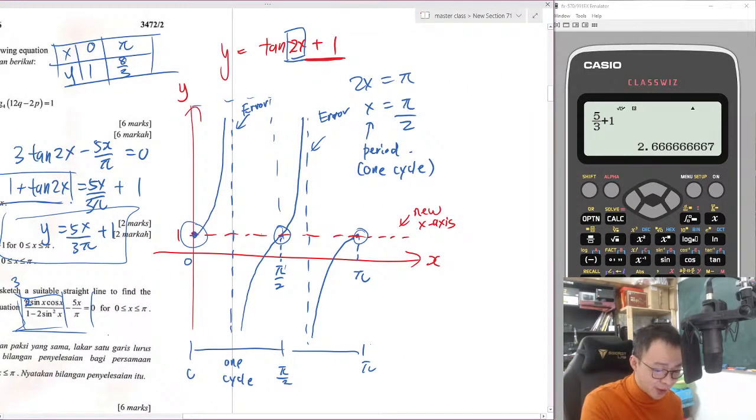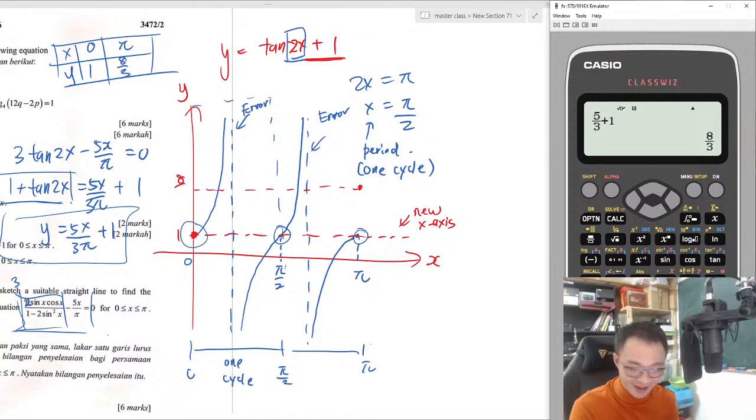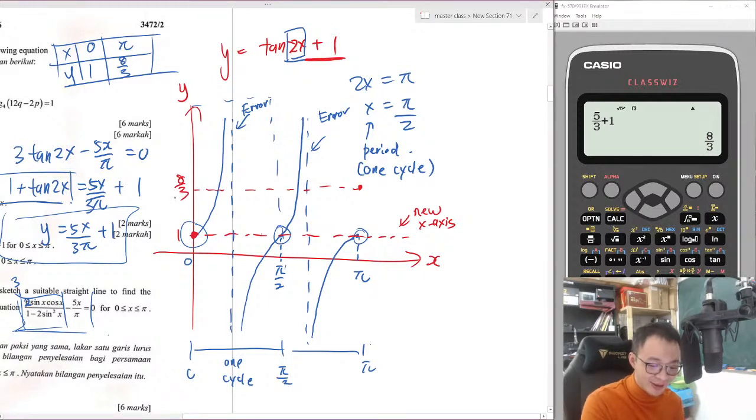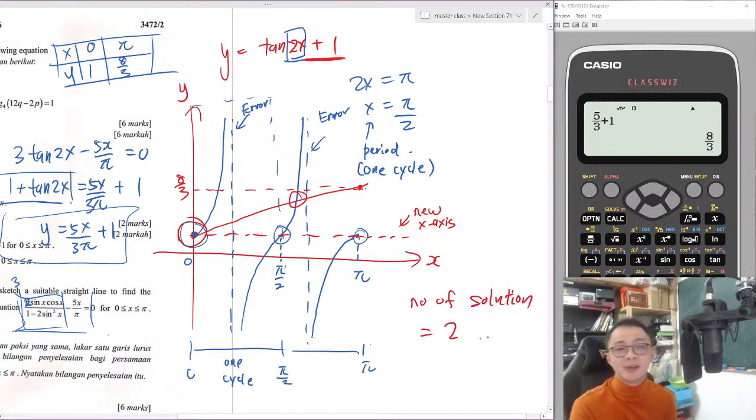Alright, so right now, I want to plot this straight line into my graph here. So the first coordinate is 0, 1. The second coordinate is about 8 over 3. So I connect them. This is the straight line I get from the equation just now. Okay, so how many intersection points? Which is 1, 2. So the number of solutions is 2. Done.